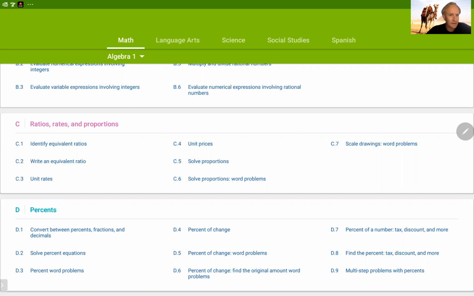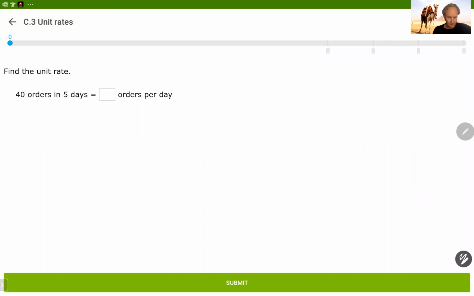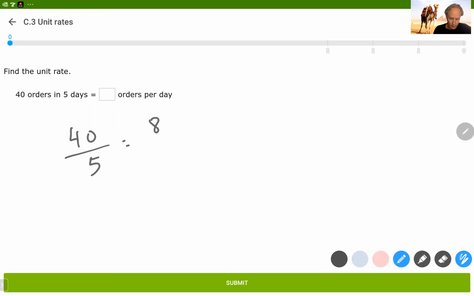We're doing C, which is ratios, rates, and proportions, and we're on C3, which is unit rates, and we'll give it a try. Let's see what we got. 40 orders in 5 days equals how many orders per day? Well, 40 per 5 is 8 per 1 day. So we want 8.